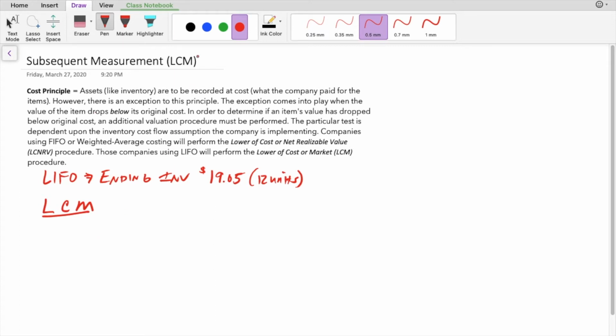Cost is pretty easy to determine. We already know what the cost is. The cost is $19.05. What we need to determine is the market. And so when we do the market value calculation, we have three things that we have to figure out first. We have to figure out the net realizable value. That is the same process that we figured out in the last video. Net realizable value is estimated selling price minus estimated selling costs.